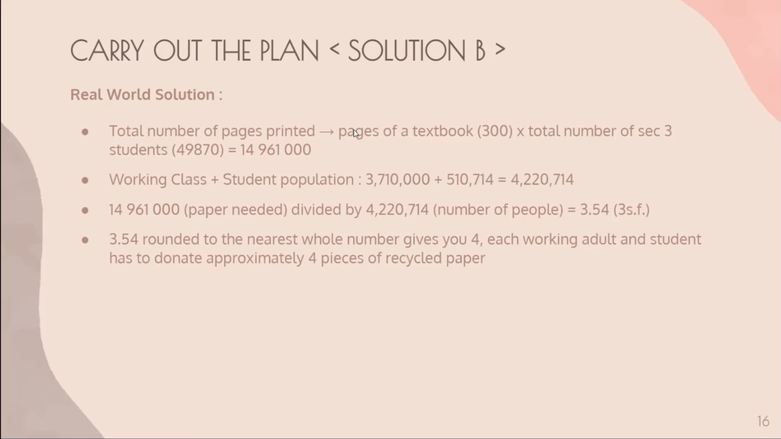For solution B, this is slightly different from solution A. Solution B does not use the entire population of Singapore, which includes babies and the elderly, but only working adults and students. Likewise, we use the total number of paper divided by the total population of working adults and students only, giving us an estimated number of 4 pieces of paper to be recycled by each person. In these 2 slides, it shows our findings and how we got to the final answers.